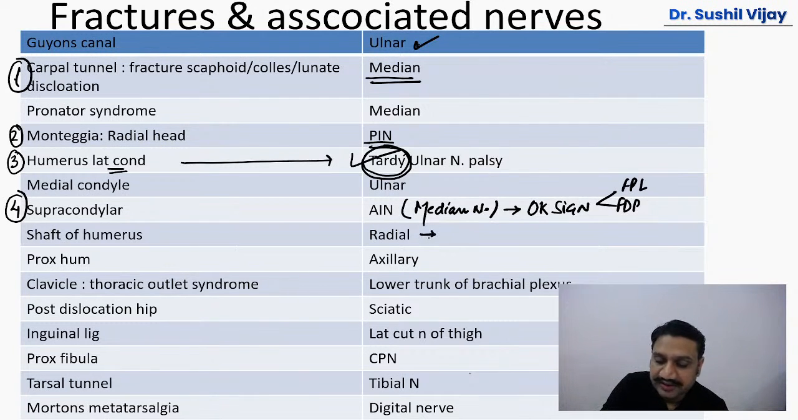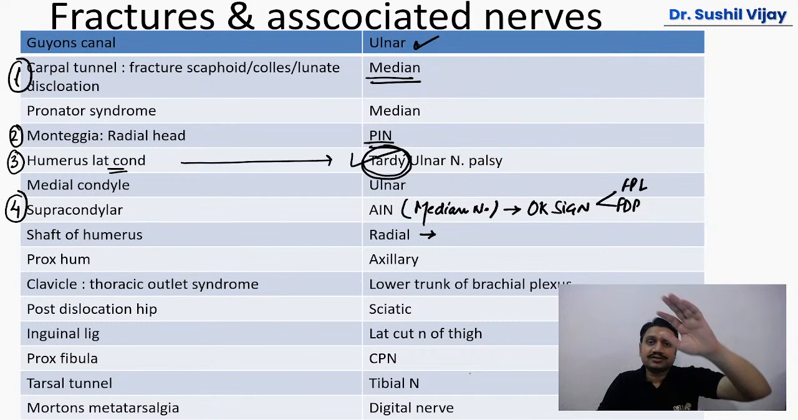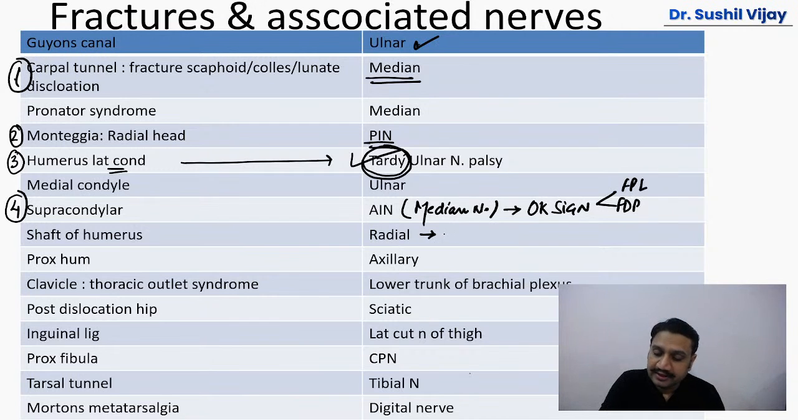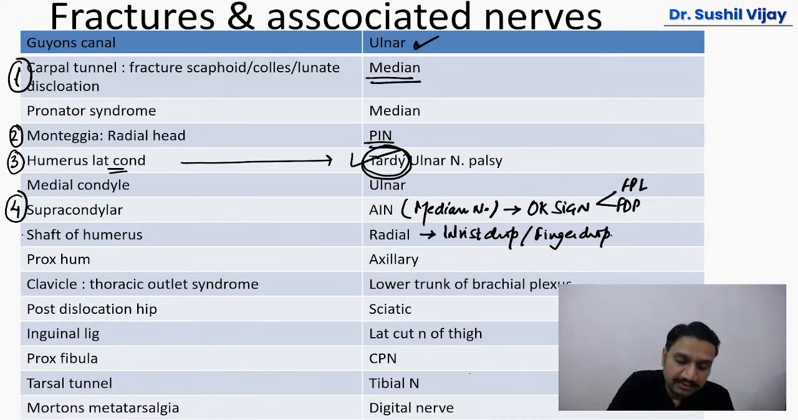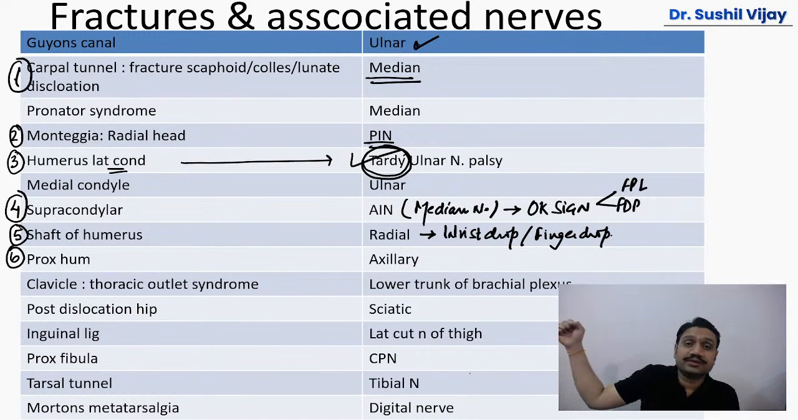Shaft of humerus, if the radial is gone, you know what will happen. Wrist drop, finger drop, loss of sensation. Okay, so there will be a wrist drop. There will be a finger drop. And there will be loss of sensation. Number 5 is shaft. Number 6, proximal humerus, if axillary is gone, I told you axillary is deltoid, 15 to 90 degrees abduction, and external rotation, right? So both actions will be lost.